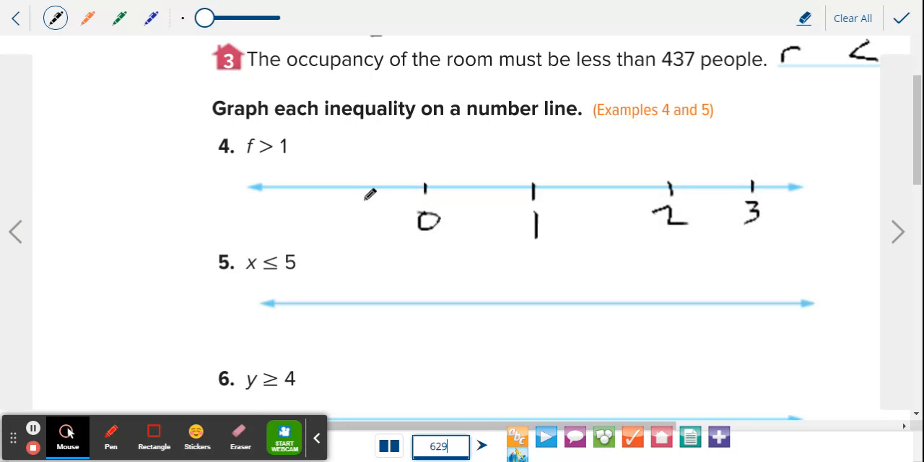So in this case, it'd be 0 and -1 over here. You don't have to put a crazy amount. Now, since it's f is greater than 1, it doesn't equal 1, so I put a circle right here, just where 1's at. Since it's greater, that means I go to the right with my arrow. And it's just like that. That's your answer. That's how you do this. So that shows that f is greater than 1. It doesn't equal 1, but it's every number above 1.